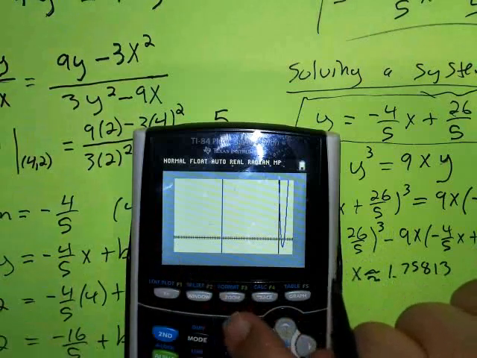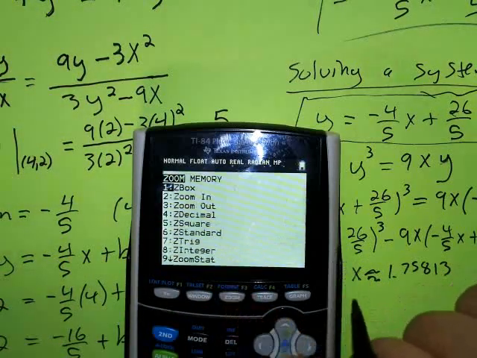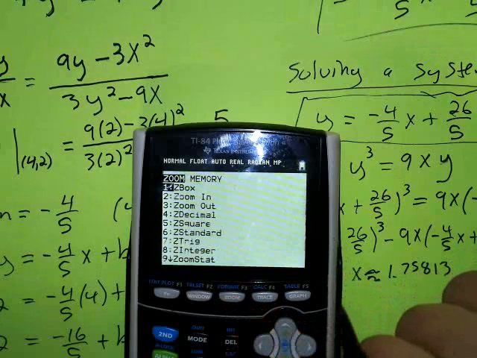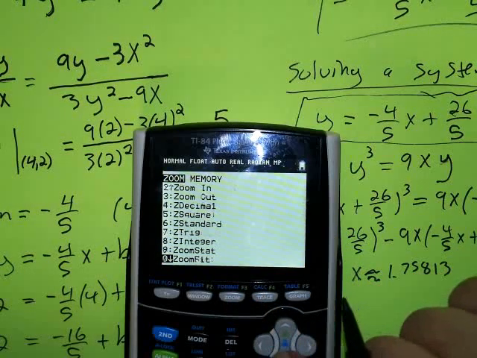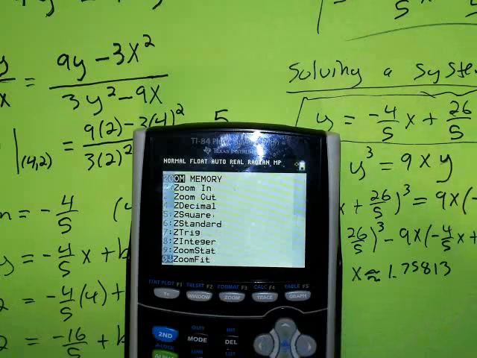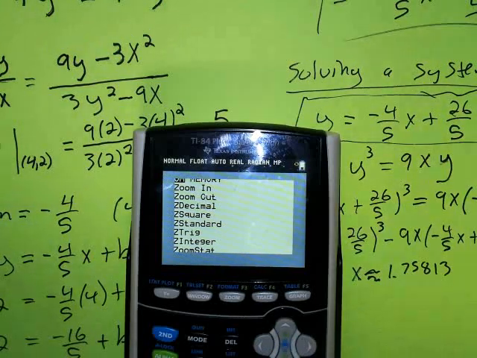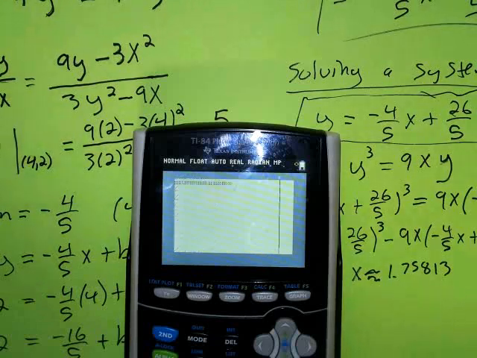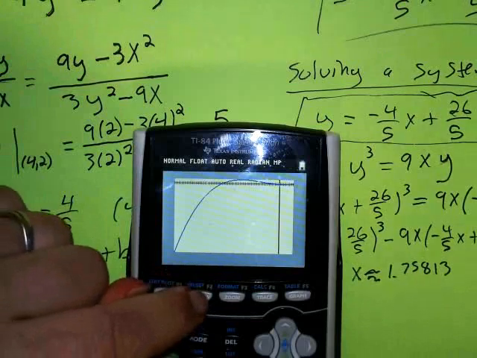Now let me show you the best kept secret here. If I hit zoom and I go down, it's number 10 on this list, zoom fit. It will give you a picture, and it might be a good place to start. So let's do that. It's given me this. There, look at that. It goes up. It's very weird. Okay, so let's see what our window is there.